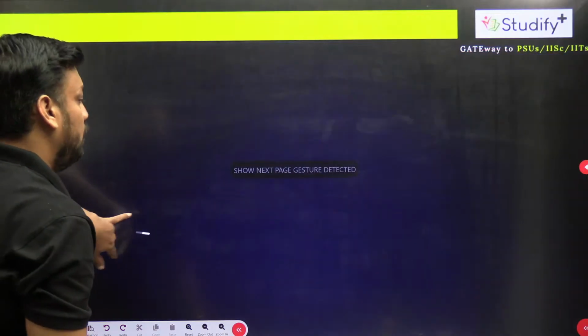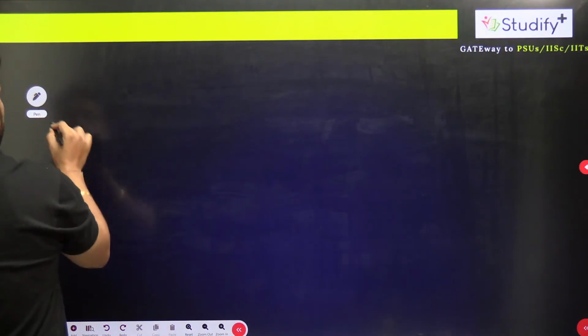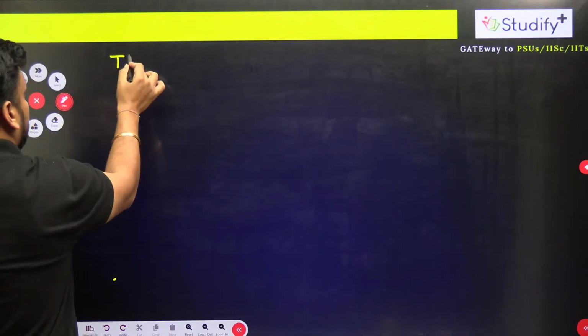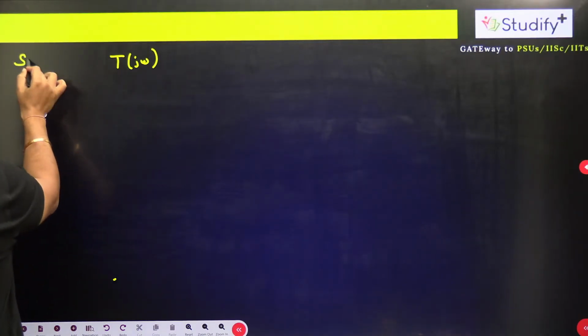So first of all, we should write the transfer function. I will write it on the next slide. On the next slide, you should write the transfer function as it is first. Even I am writing T(j omega). In place of s, I am putting j omega. Okay.